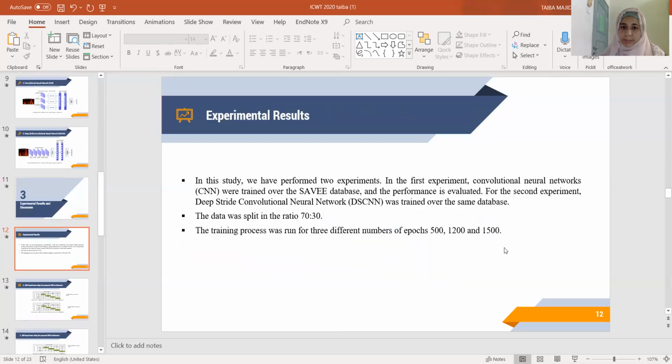Then the experiment results. We performed 2 experiments. The first experiment is the convolutional neural network, where we trained it on the SAVEE database. The next is the deep strided convolutional neural network. The data, as I already said, was split in the ratio of 70:30. 70% was used for training and 30% for testing. We used 3 different sets of epochs: first 500, then 1200, then 1500, in order to see what happens to the accuracy.